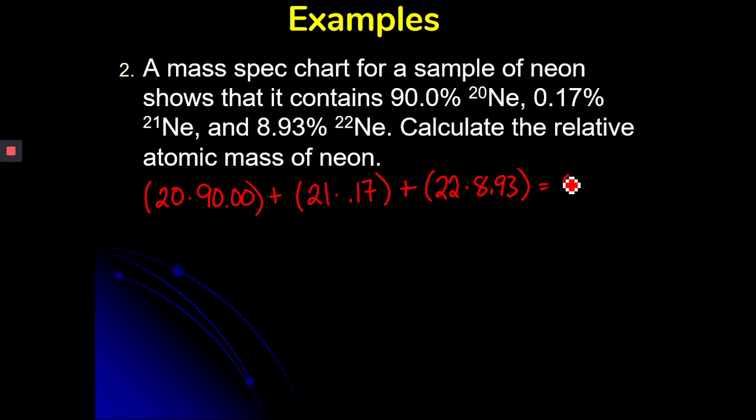we would have 2000.03. We then need to divide it by the total amount. So if we add 90.73 and 0.17 and then 8.93, we have 99.1.